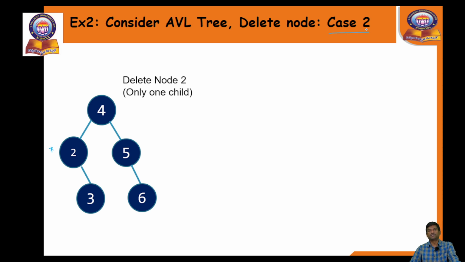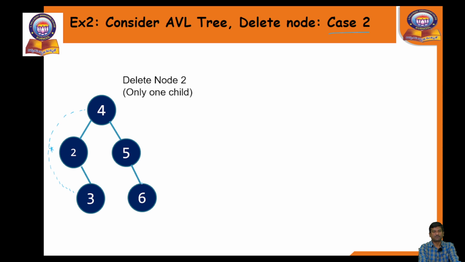So when it is a case 2, how did I explain about the case 2 scenario? If you want to delete the node 2, then establish a link between the parent and similarly the child. If you consider the node 2, the parent is node 4, the child is node 3. So establish a link between the parent and the child and check whether the properties of the AVL tree are being satisfied.